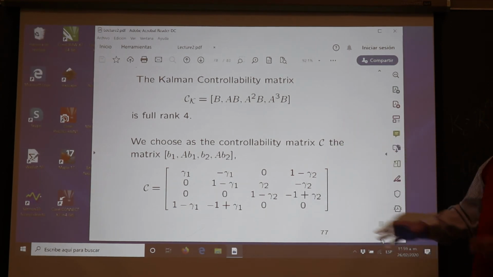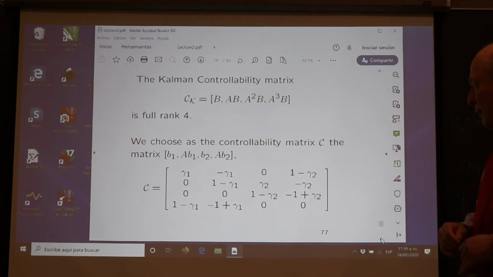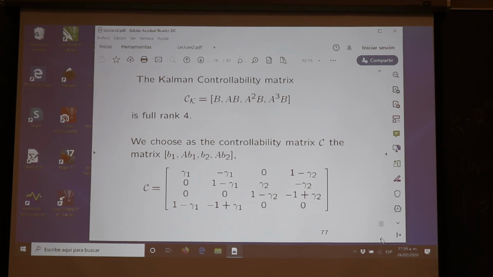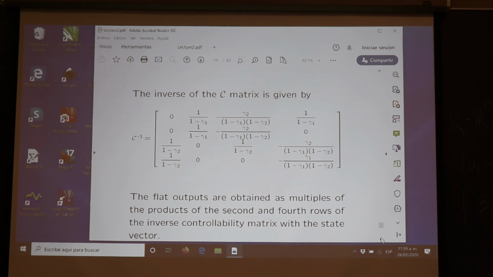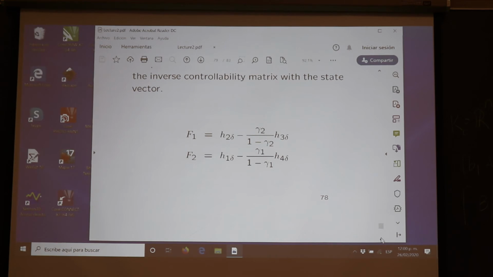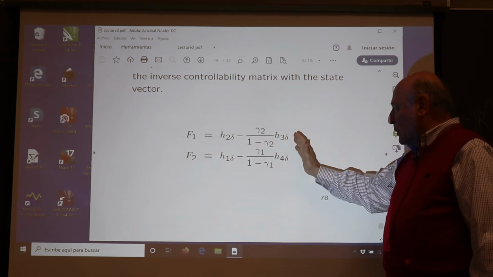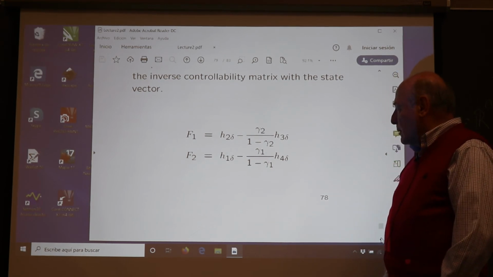And all these distribution parameters between the upper and the lower columns of tanks are everywhere in the controllability matrix. So these distribution parameters, which are constant, tell you a lot about the structure of the system and how to control it. So you take the inverse of that controllability matrix, you find this Kronecker matrix of zeros and ones, and you get the flat outputs. The flat outputs are not intuitive. They are a linear combination of H2 and H3 for the first one, and a linear combination of H1 and H4 for the second one.